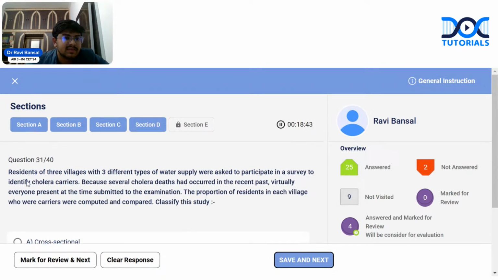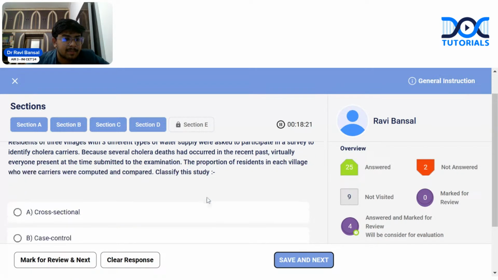Classify the study. Residents of three villages with three different types of water supply were asked to participate in a survey to identify cholera carriers. Because several cholera deaths had occurred in the recent past, virtually everyone present at the time submitted to the examination. The proportion of the residents in each village who were carriers were computed and compared. Classify the study.